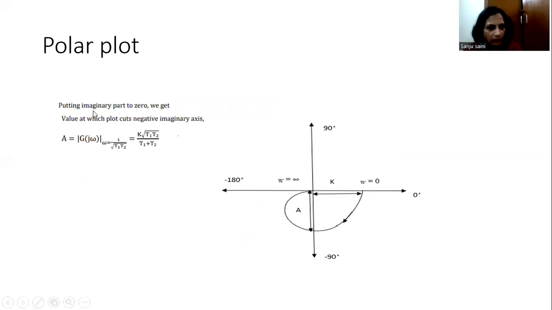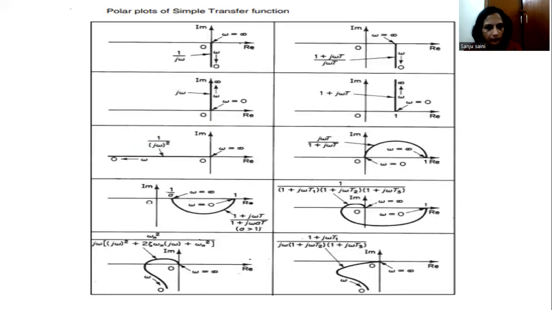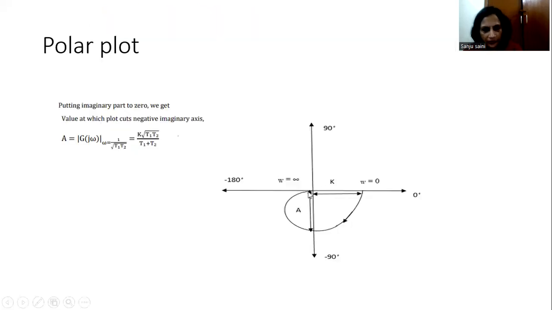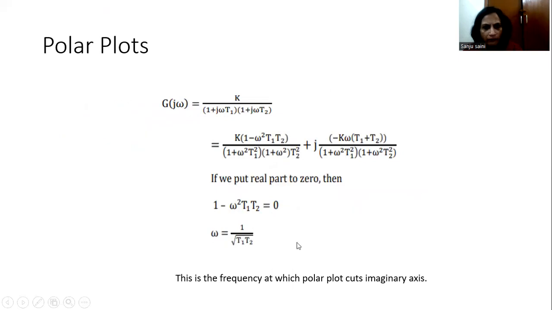When we put the imaginary part equal to 0, we get the point where it cuts the real axis. So this is equal to K root of T1 T2 divided by T1 plus T2. The resultant polar plot is obtained by finding the magnitude and phase at omega equal to 0, at omega equal to infinity, and at omega equal to 1 by root of T1 T2.